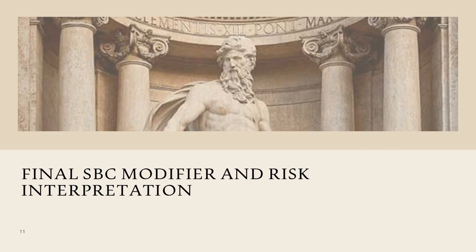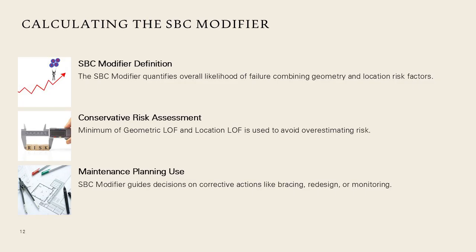Calculating the SBC modifier. The final step in the quantitative SBC LOF assessment is determining the SBC modifier, which represents the overall likelihood of failure. This value is calculated as the minimum of the geometric LOF and location LOF scores, based on the principle that both poor geometry and poor location must be present for an SBC to exhibit high risk. This conservative approach prevents overestimation of risk when only one factor is unfavorable.